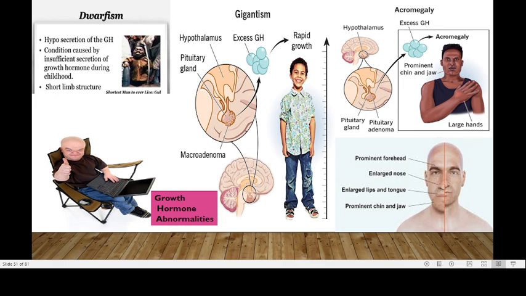If you have hyposecretion of growth hormone in childhood, it could result in dwarfism. And if you have excessive growth hormone secretion in early childhood, it could lead to gigantism. And if you have growth hormone excess in adulthood, the patient could suffer from acromegaly, that is characterized by prominent forehead, enlarged nose, enlarged lips and tongue, and prominent chin and jaw.